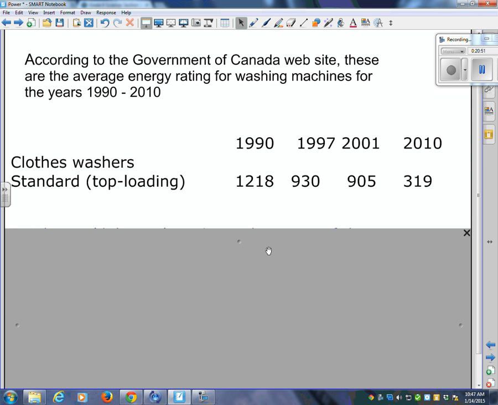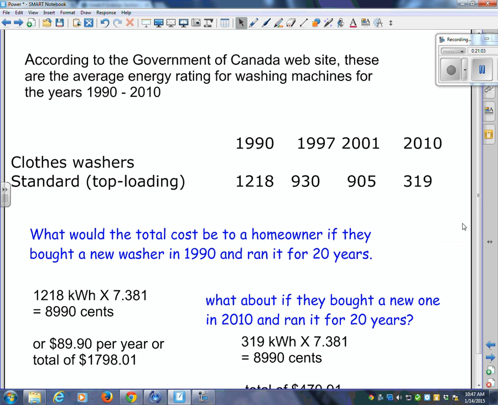Are new washers expensive? They're expensive, right? But in the long run, you might save money. Let's figure out how much. Maybe it's worthwhile buying a new washer. I bought a new dryer, by the way. It's awesome.